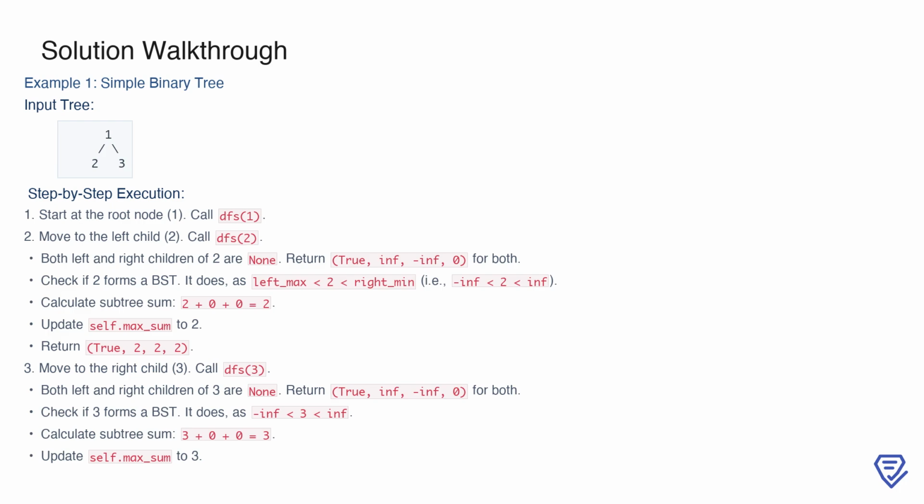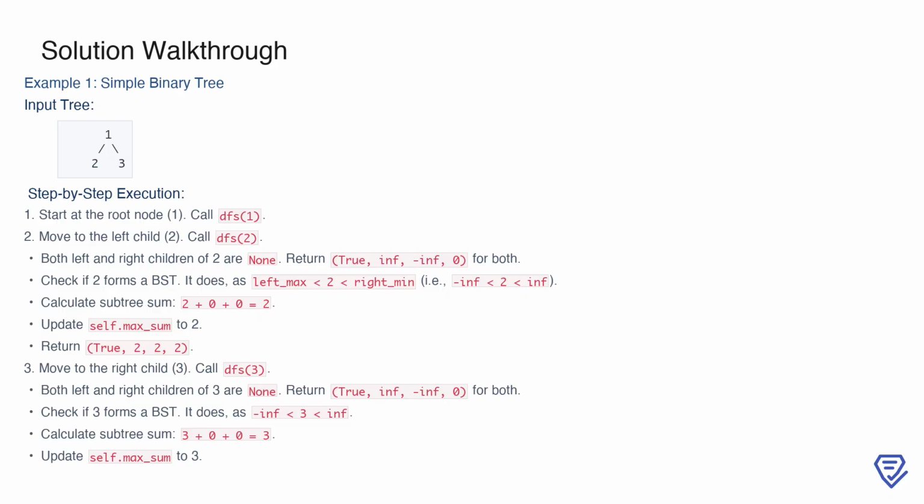Here, we start with a simple binary tree where the root node is 1, and it has 2 children, 2 on the left and 3 on the right. To determine the maximum sum BST, we perform a depth-first search, beginning with the root node, 1. First, we move to the left child, 2.